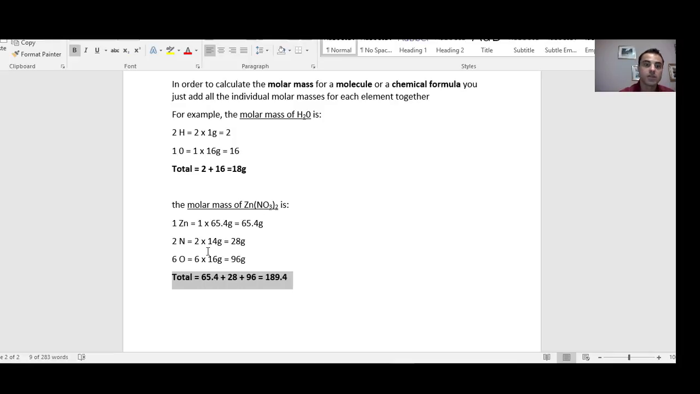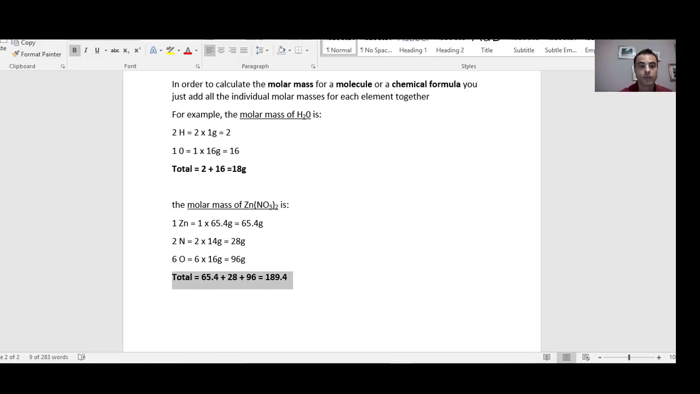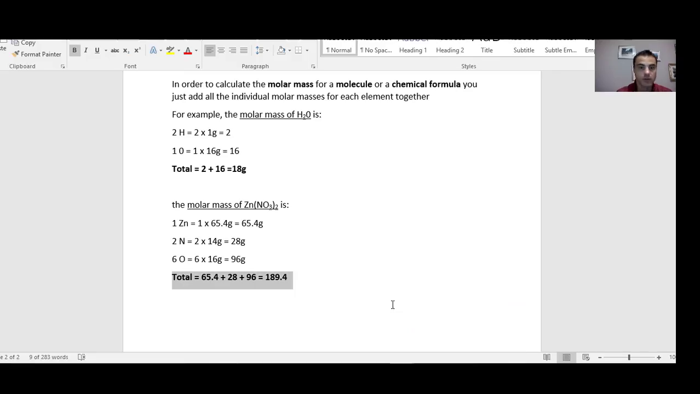So 2 nitrogens, each nitrogen weighs about 14 grams, and again on the periodic table, nitrogen is here and weighs about 14 grams. So 2 times 14, that's going to give you 28 grams. And then we got oxygen, and we have 6 oxygens. Why? Because we have 3 oxygens times 2. You see 3 oxygens times 2, we have 6 times 16 grams, which is the weight of the oxygen, and you can find it on the periodic table, it's approximately 16. 6 times 16 gives us 96 grams.